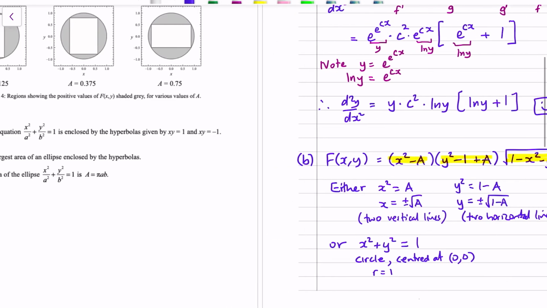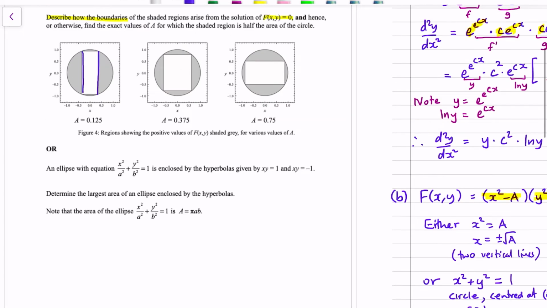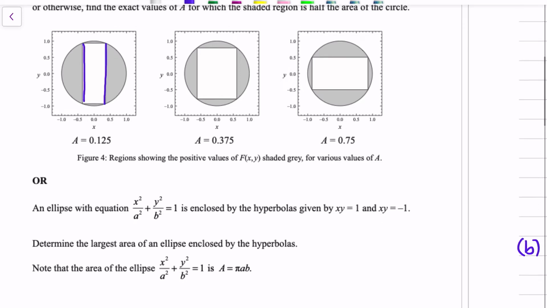Okay, so that's what we've actually got in this picture. We've got two vertical lines, we've got, and this is for all values of a, two horizontal lines, and then we've got the circle.